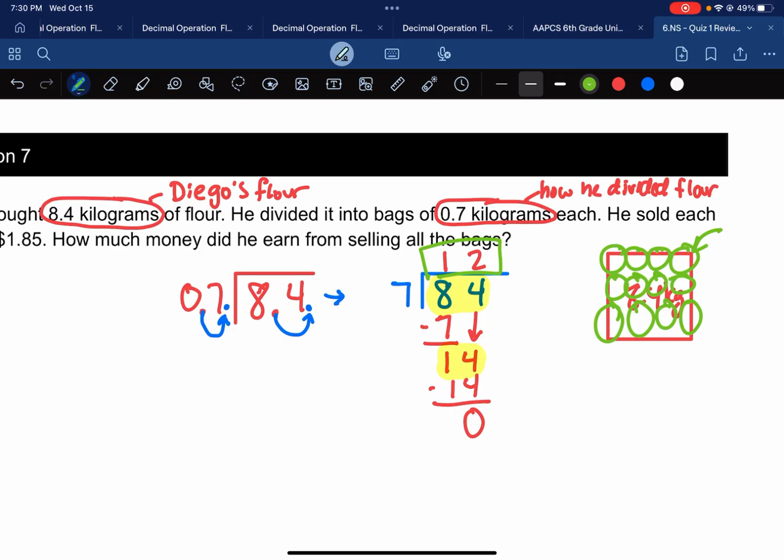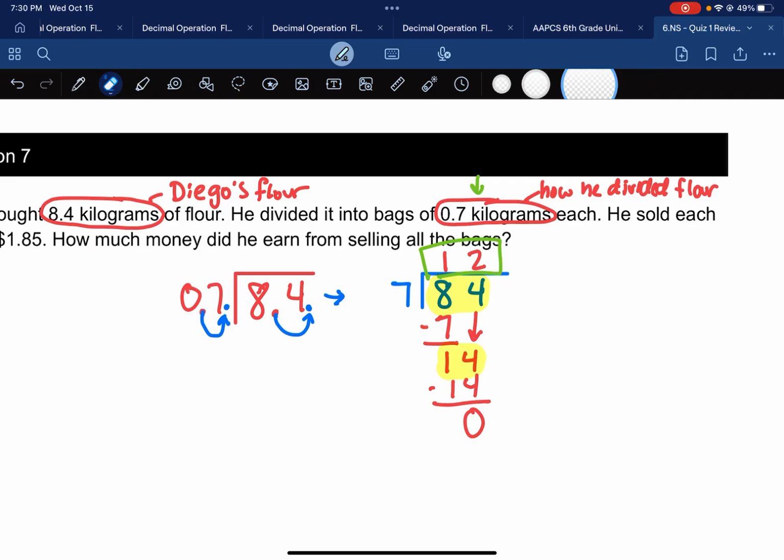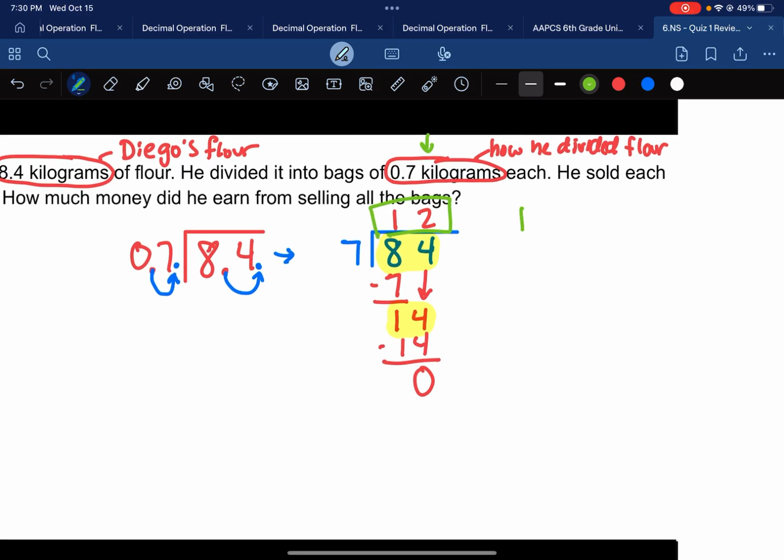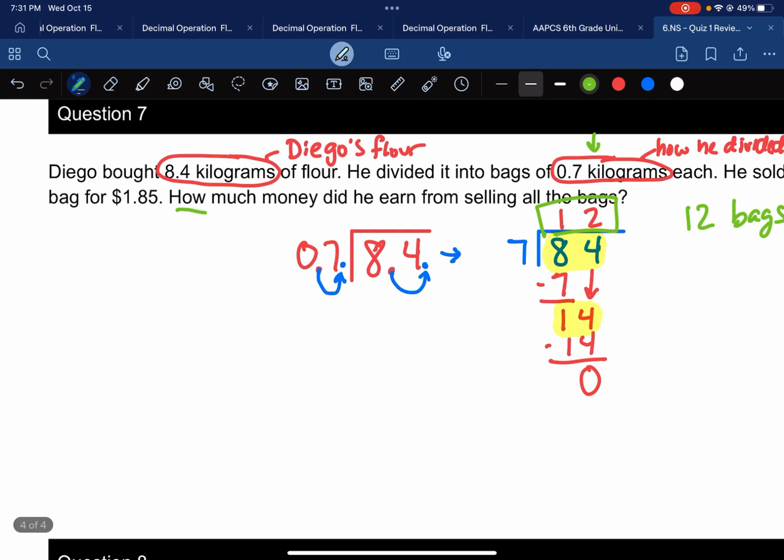And each of those bags holds how many kilograms? Well, each of them holds 0.7 kilograms. So the 12 little bags together will make up the 8.4 kilograms that we started with. Okay, so this means there are 12 bags of flour. But that's not what they're asking us. They're asking how much money did he earn from selling all the bags?